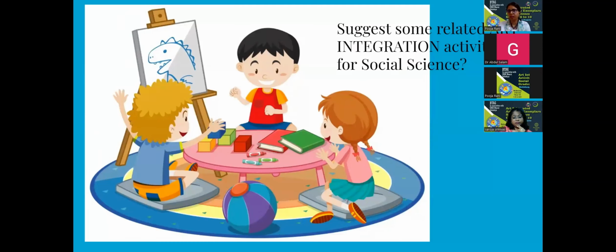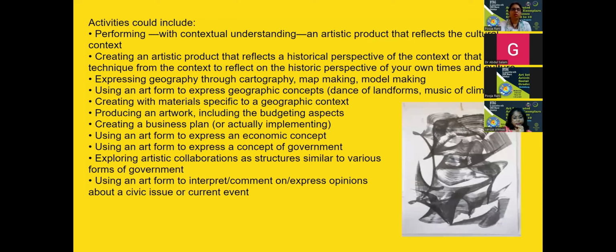There are some suggestions for related art integration activities which we can do in our subject, social science. Activities could include performing with conceptual understanding, and creating an artistic product that reflects the cultural context or the historical perspective of the context, or that uses a technique from the context to reflect on the historic perspective of your own times and culture.